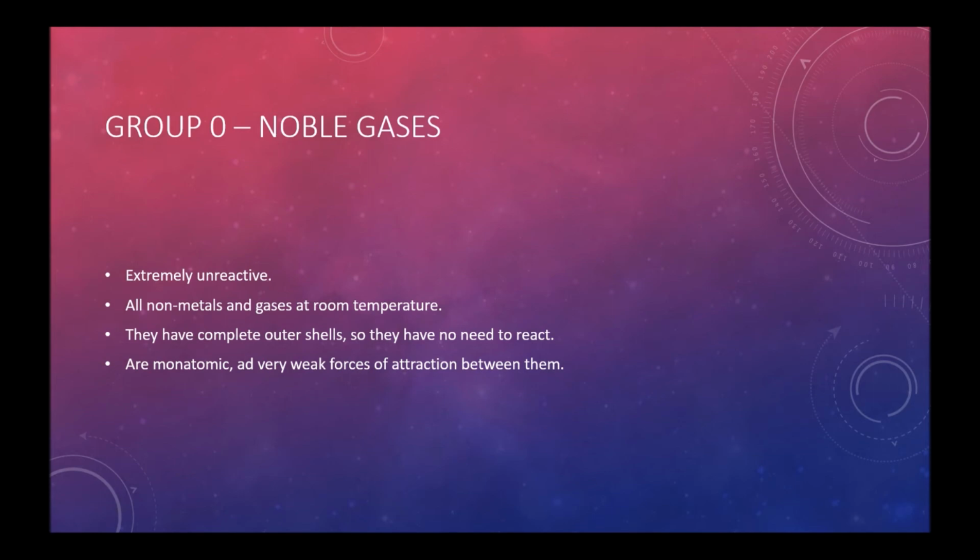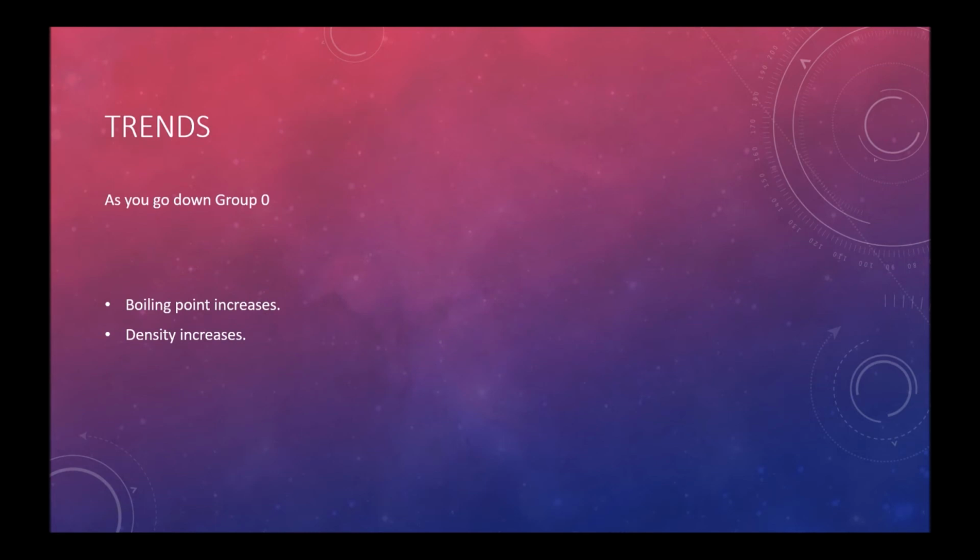Ignore the typo. As you go down group 0, the boiling point increases, but it's still very low, usually. Helium is about negative 260 degrees Celsius, and they do increase up to about negative 50 for xenon, but still gases. Also the density increases as you go down group 0, but again, the density is still very, very low.